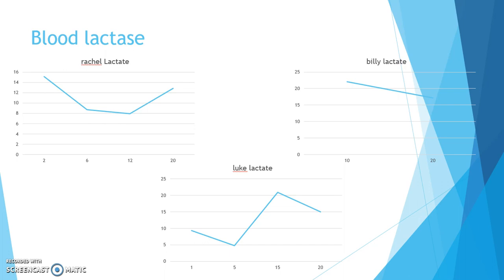At 10 minutes, Billy's blood lactate levels were higher than the others, as his were over 20. This could suggest he's working anaerobically, whereas Rachel's and Luke's, whose blood lactate levels were lower, as they were both under 20, could have suggested that Billy was working anaerobically, whereas the other two were working aerobically.